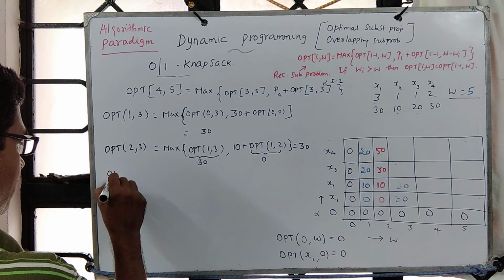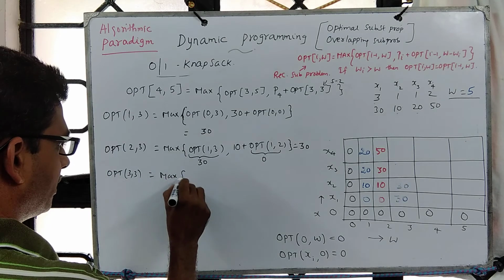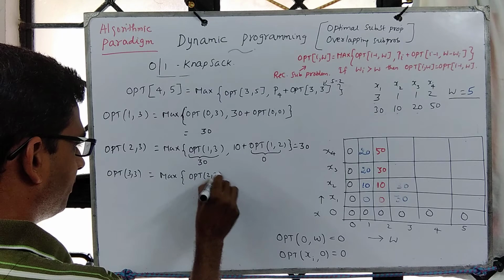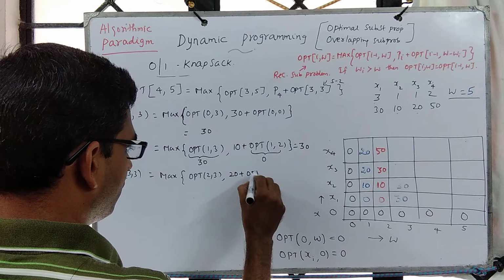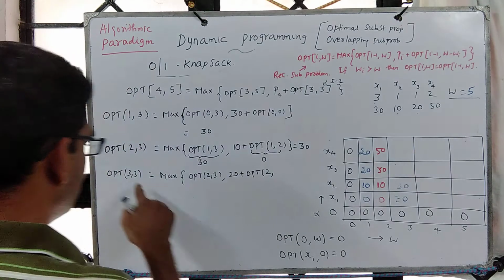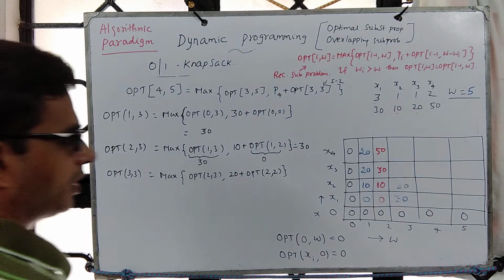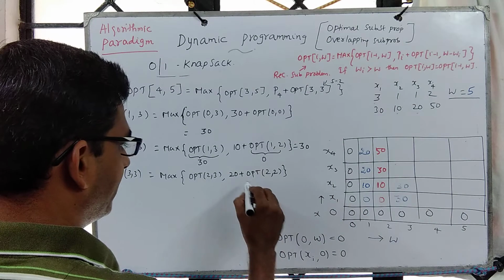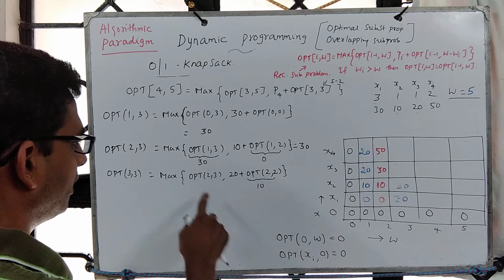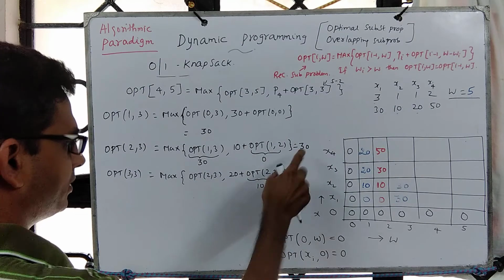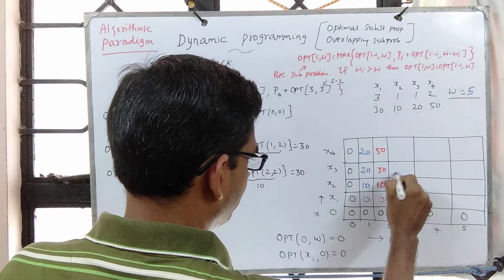Next we look at opt of 3 comma 3, which is max of opt of 2 comma 3, or consider including third object, get a profit of 20, then work with the subproblem 2 comma, this will be updated to 3 minus 1, which is 2 comma 2, and 2 comma 2 is 10, so we get a profit of 30 here, and opt of 2 comma 3 is 30, so max is 30, this one is updated to 30.